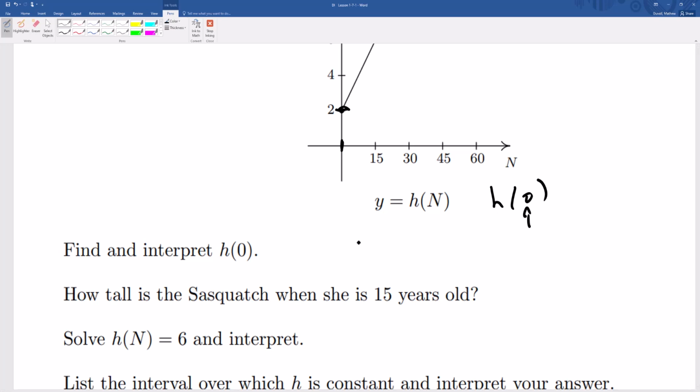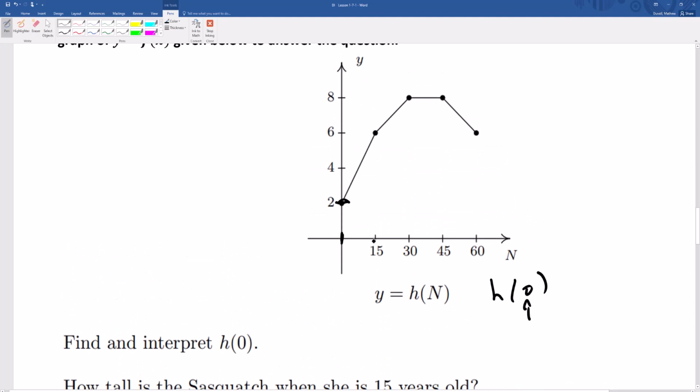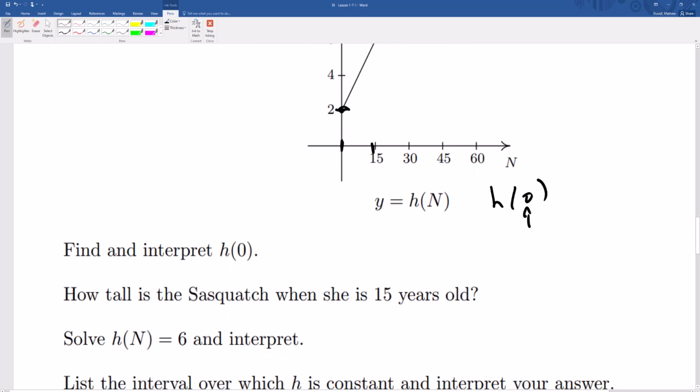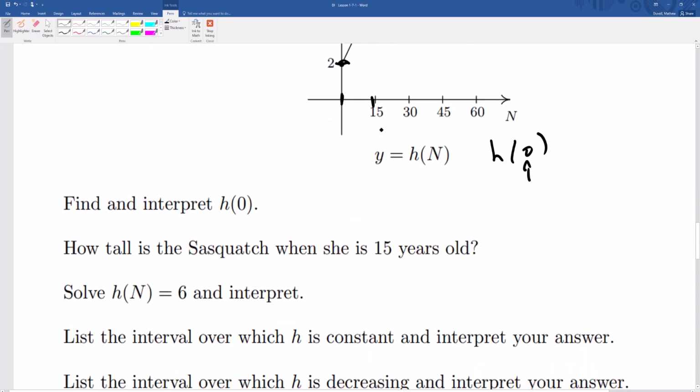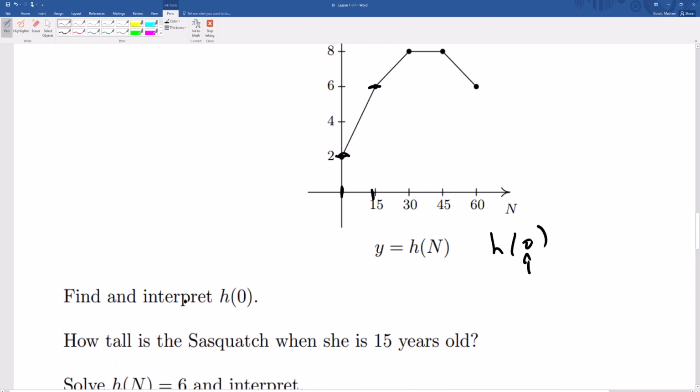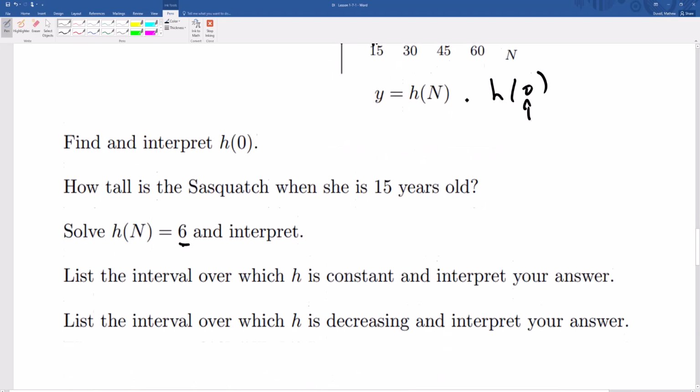It's pretty big. How tall is a Sasquatch when she is 15 years old? So 15 is going to be 6 feet tall. All of h of n equals 6. So when does she equal 6 feet? So the idea is, like, when is she 6 feet tall, right? And so she's 6 feet tall when she's 15 and when she's 60.